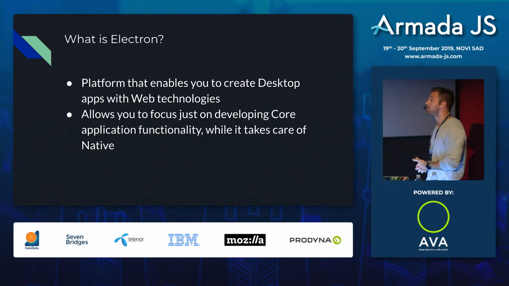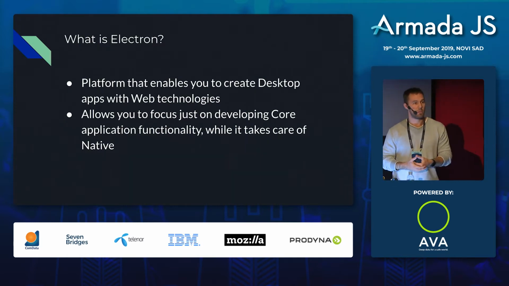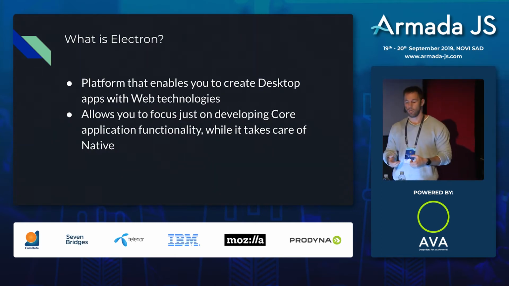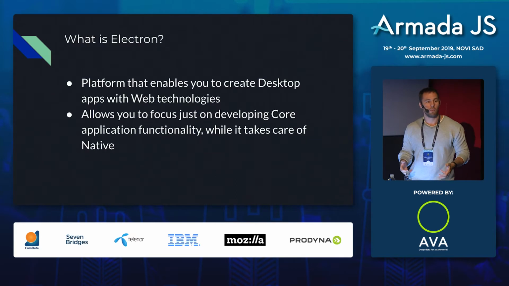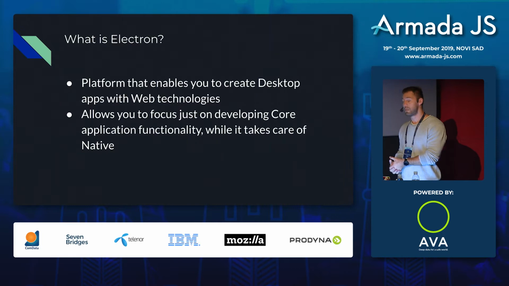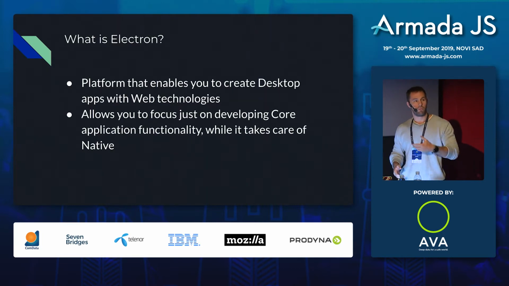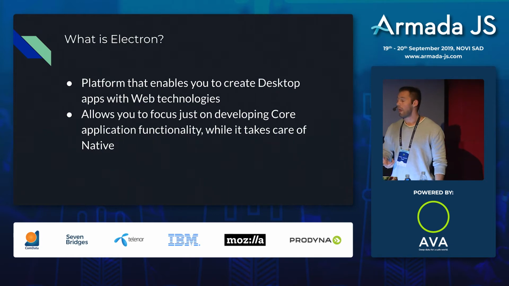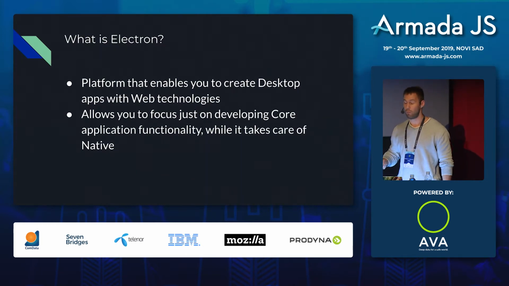Electron is a platform that enables you to write and build desktop applications using standard web technologies. Basically, at the moment, if you want to build a desktop application, you need to use platform-specific languages: if you want Windows, if you want OS X, everything is different. But with Electron, you can just use plain HTML, CSS, and JavaScript and create fully fledged desktop applications for every single popular platform.